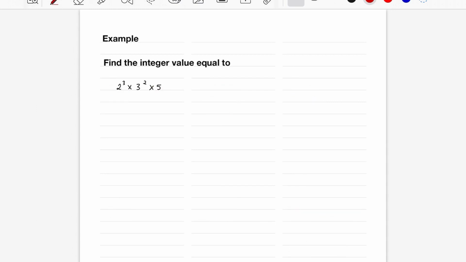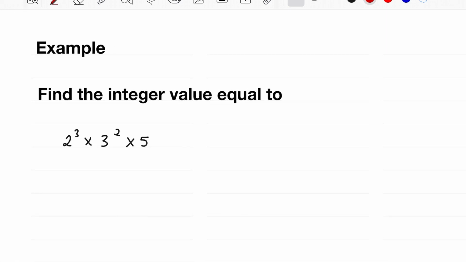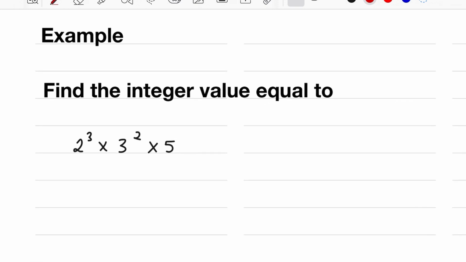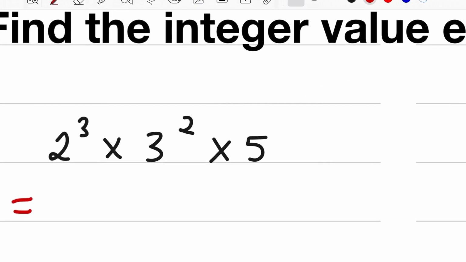Okay, so let's take a look at this example. It says to find the integer value, or evaluate, and we have multiple bases raised to multiple indices. So the first thing we have is 2 cubed multiplied by 3 squared, and then multiplied by 5. I'm going to expand this number sentence just so you can visualize what the question is asking you for, but by no means do you actually need to expand to solve this.